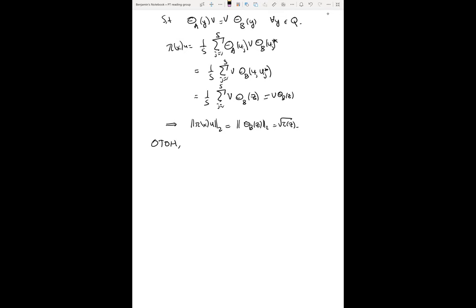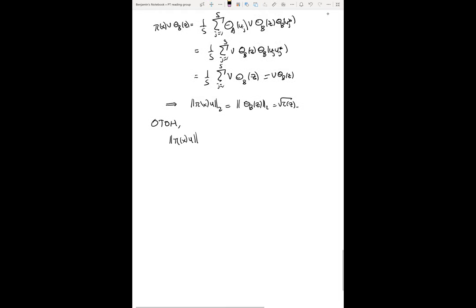So on the other hand, the norm of pi of XU is less than or equal to the norm of pi of x. Well, this uses V's. I'm really sorry, I realized another mistake I made. So really what I want is when you apply this to V times theta B of Z. So let me redo this. If this thing will let me erase, I can redo this computation. Right, so that still ends up being theta B of Z.